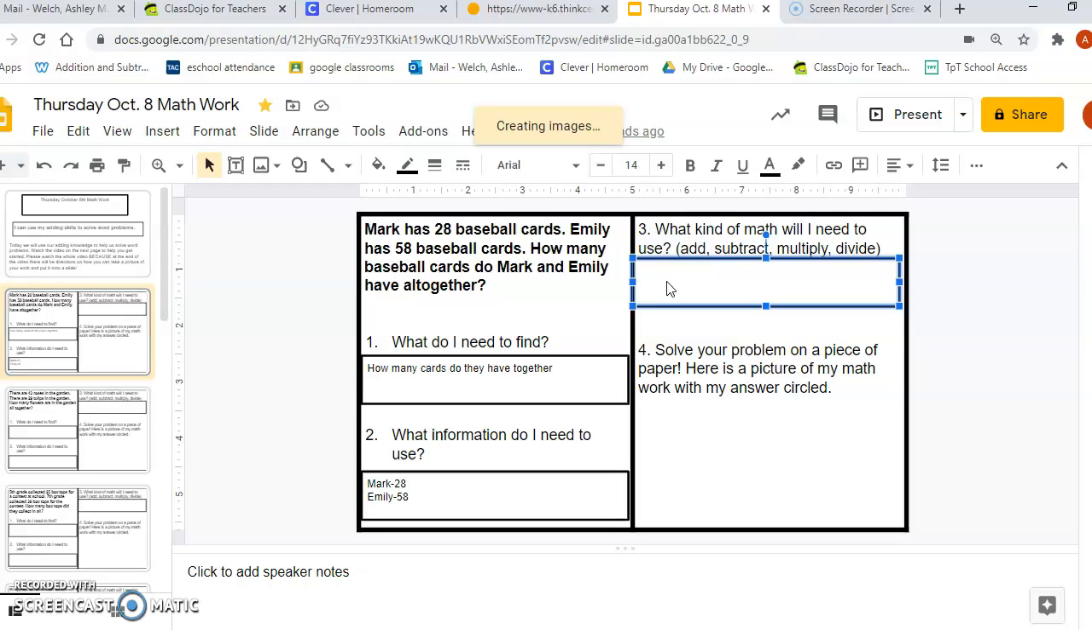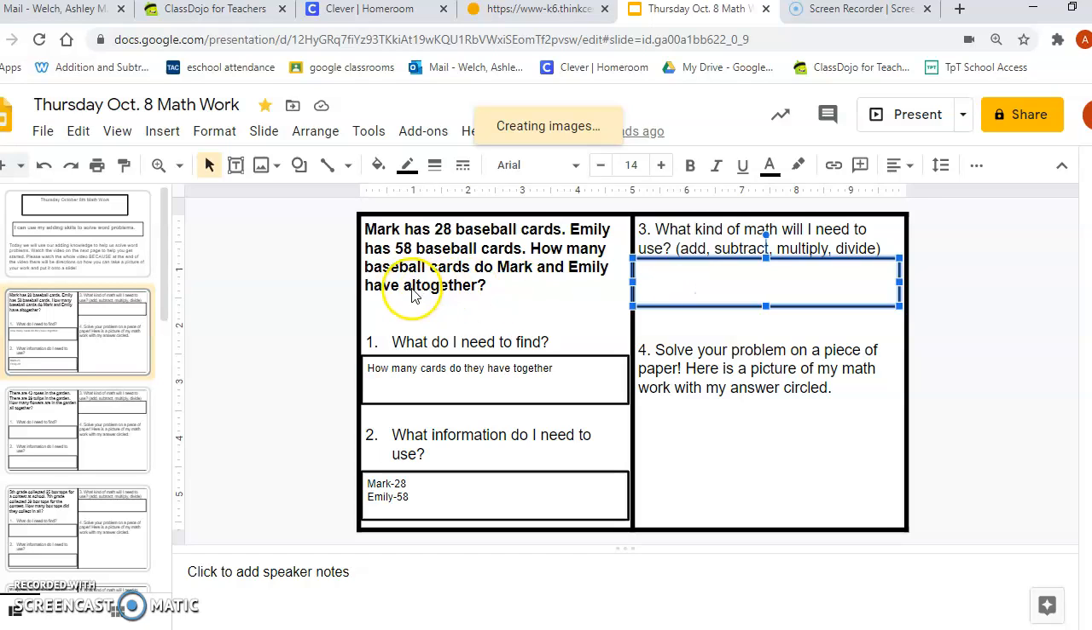So you always want to look at the clue words in the question. Remember, the question said, how many baseball cards do Mark and Emily have all together? Well, when I think about someone having a certain amount of cards and then another person having cards and we want to put them together, I know I'm going to be adding them.